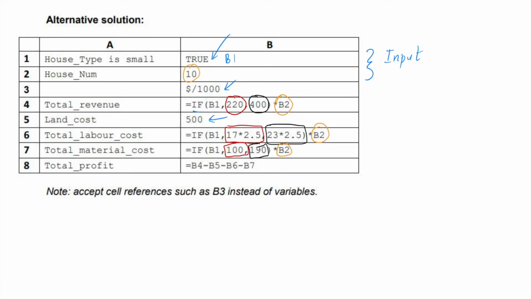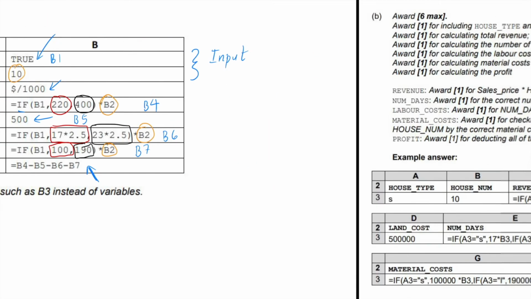So we have our initial revenue, which is going to be in B4. So our entire revenue right here is going to be in this cell, B4. And that's going to be subtracting all of our costs. So our land cost, which is in B5, our labor cost, which is in B6, and our material cost, which is in B7, to give us our final answer. And that's probably, I would argue, the best way to approach this problem.